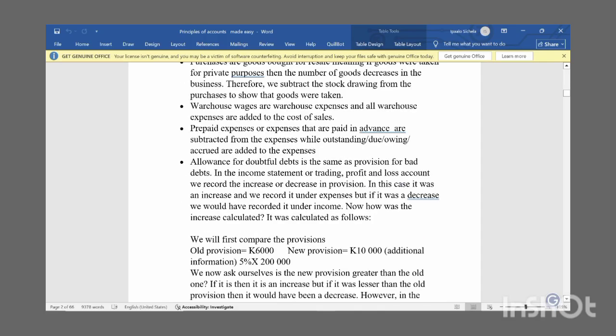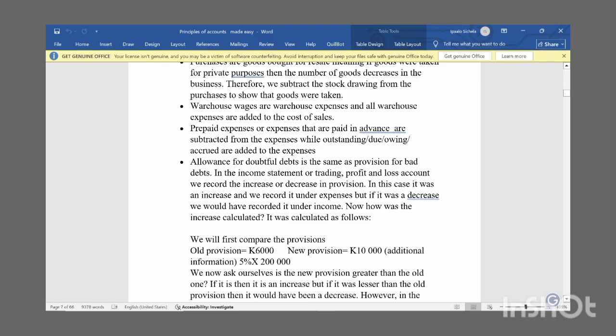Okay, so allowance for doubtful debts is the same as provision for bad debts. In the income statement or trading profit and loss account, we only record the increase or decrease in provision. In this case, it was an increase and we record it under expenses. I'll explain how I found out it's an increase. If it's an increase, you record it under expenses. If it's a decrease, you record it under income.